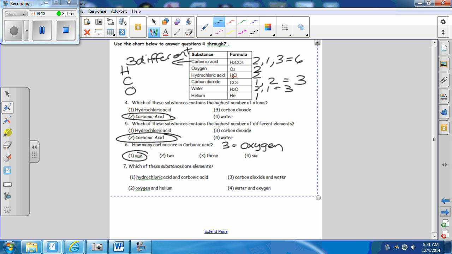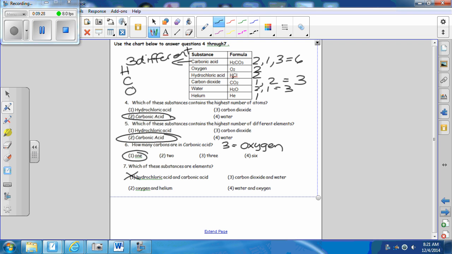Okay, which of these substances are elements? If it's an element, you'll find it on the periodic table. Can you find hydrochloric acid and carbonic acid on the periodic table all by themselves? Is this an element, all these letters? No, so this is wrong right away.